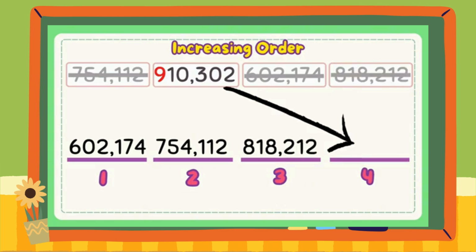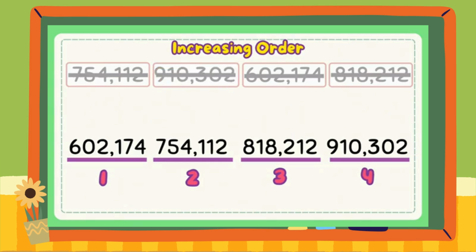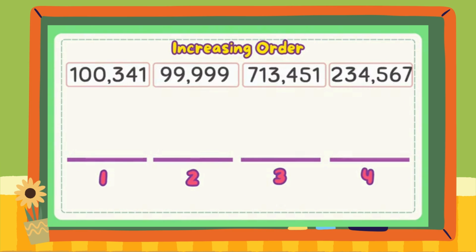And the last number is 910,302. It's the greatest one. So these are the numbers in increasing order, or smallest to largest. Let's have another set of numbers. Let's arrange them in increasing order.